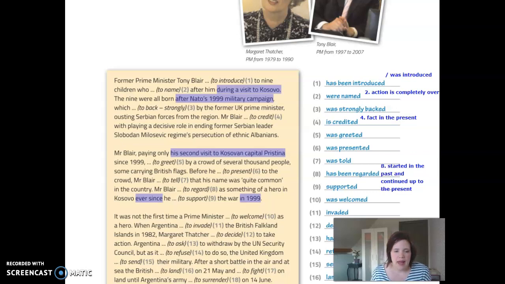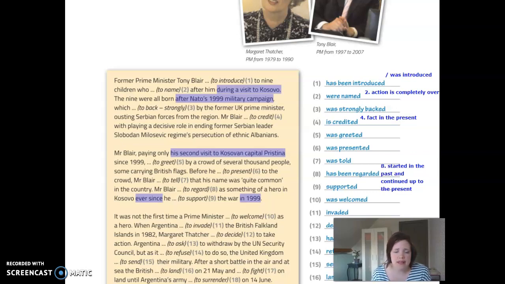Mr. Blair, paying only his second visit to the capital since 1999, which one are we doing? Was greeted by a crowd of several thousand people. Was greeted, here once again, we're talking about that visit. Action in the past, no link to the present. Was greeted by a crowd of several thousand people is our by plus agent, which makes clear that we definitely need to use a passive construction here.